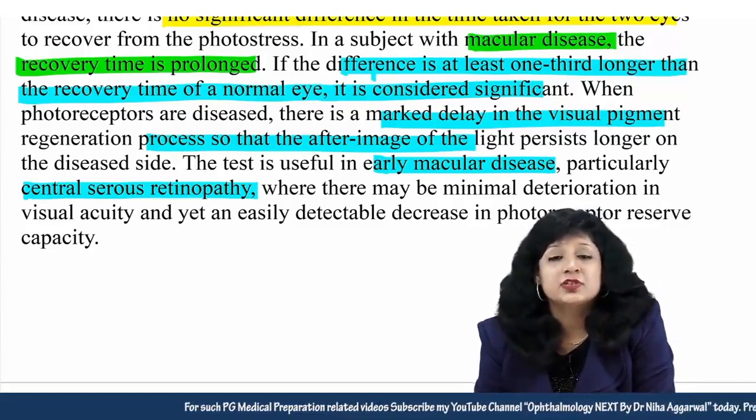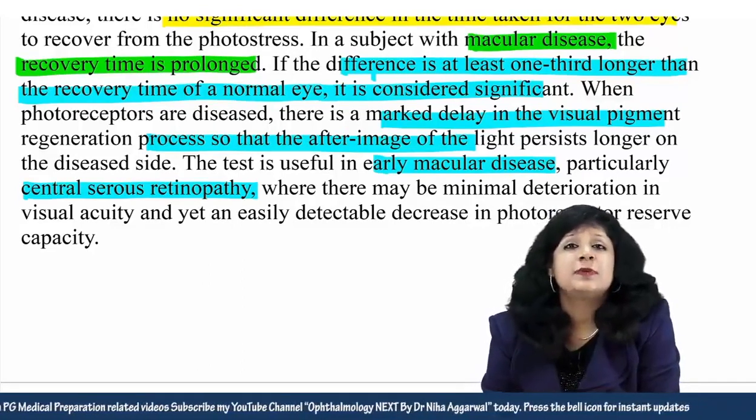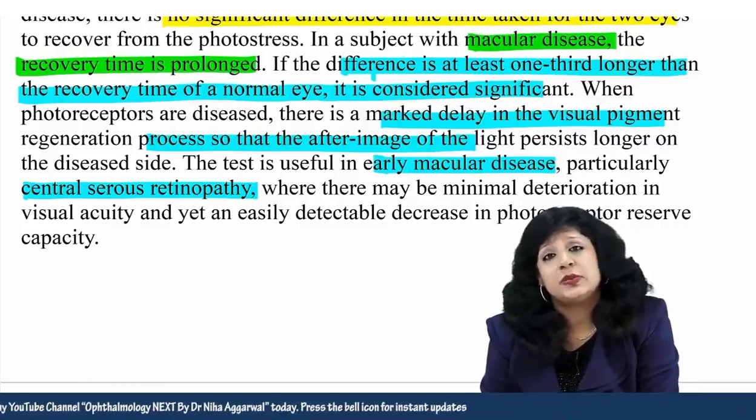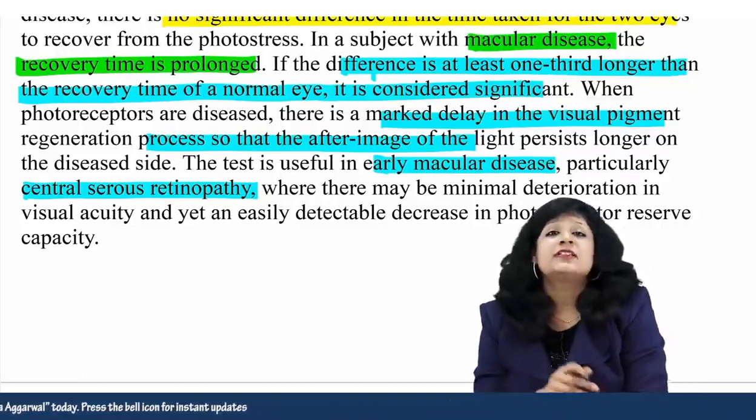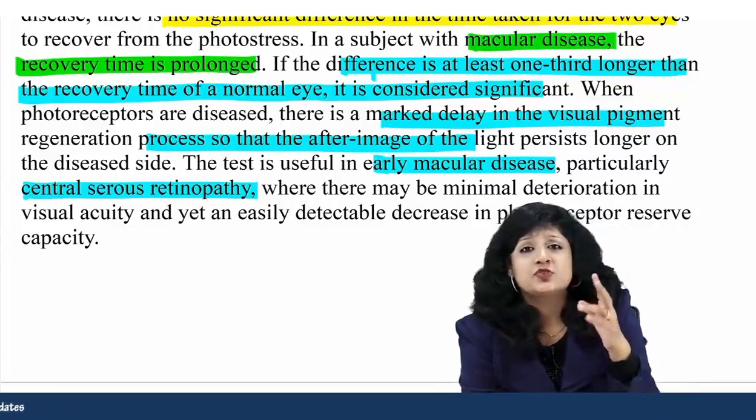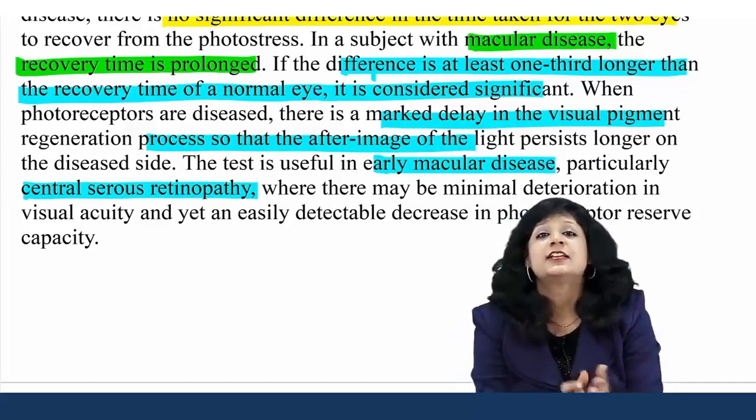One of the important tests, that too without much instrumentation and interventions, that we can do is the photo stress test. So in this session we cover two important things. One is the visual acuity in the special cases, and second is the photo stress test.